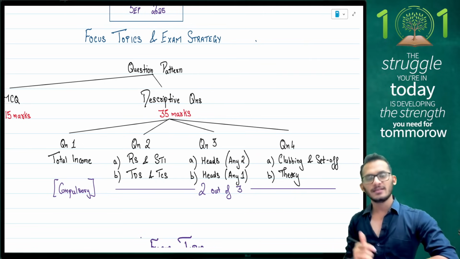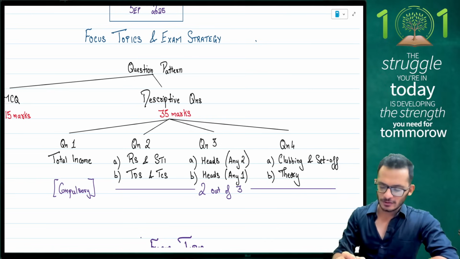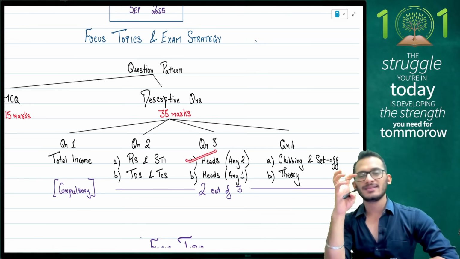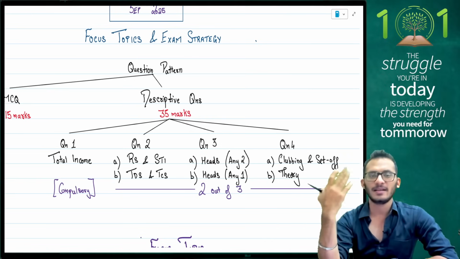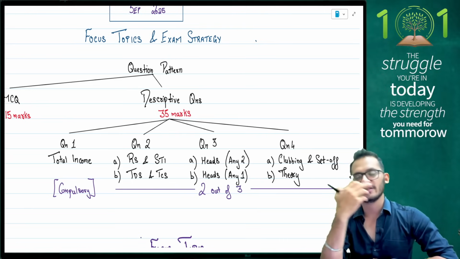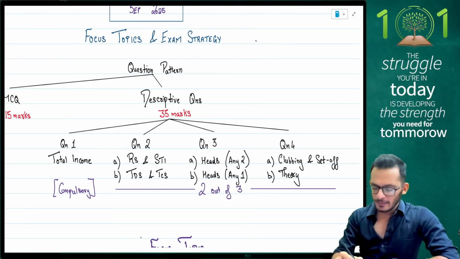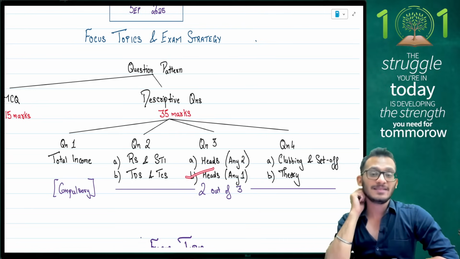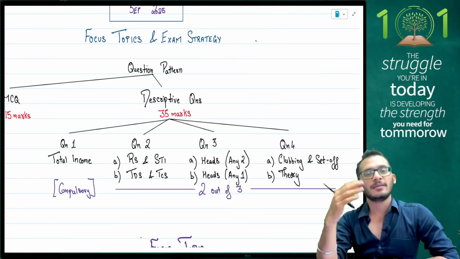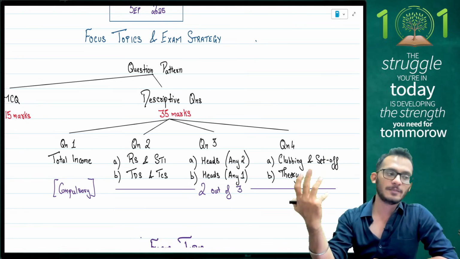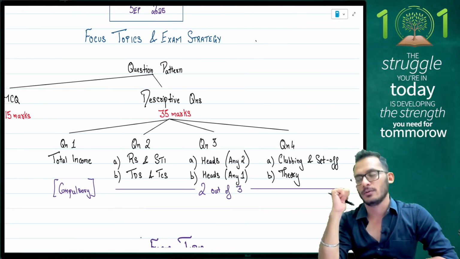Similarly, when you come to question number 3, it has 2 heads of income being tested together, meaning you'll get a salary plus HP question, HP plus IFOS question, PGBP plus CG question, anything can happen for that matter. And then you have point number B, which will be a specific head of income question, which can either be a PGBP specific question, IFOS specific question, or a capital gain specific question.